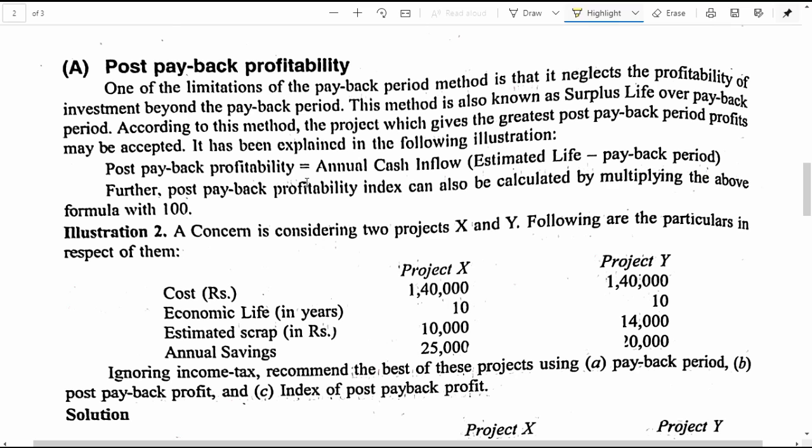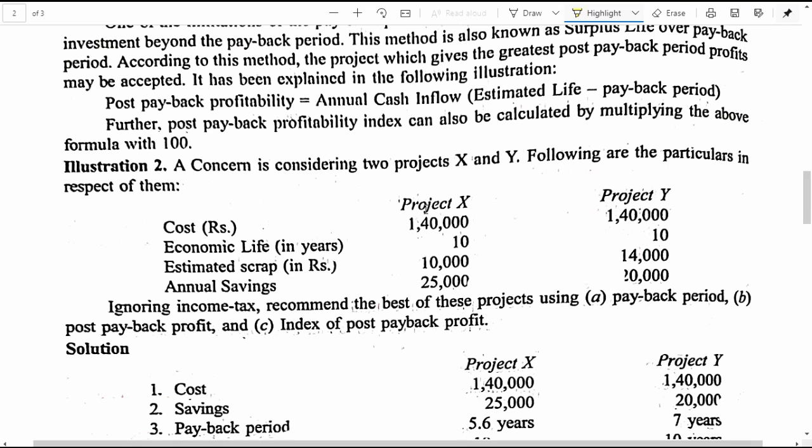Post-payback profitability is calculated with the formula: annual cash inflow into the estimated life minus payback period. That means post-payback period into annual cash inflow will let us know the post-payback profitability. This is point number 1. And the next one presented here is post-payback profitability index. This could be calculated with the formula of post-payback profit divided by investment on the project into 100, which will give us the post-payback profitability index. We will be calculating both in the illustration given.